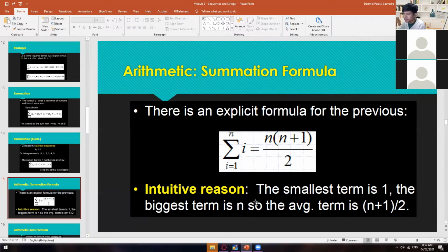So were you guys able to follow this one? As of now, this is the first formula that you have to memorize when it comes to summation. Again, this one is only explicit for starting from 1. So you have to memorize this one: n times n plus 1 divided by 2. So are we clear so far regarding this one?